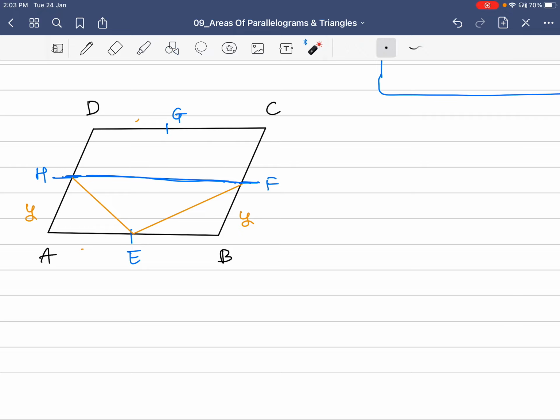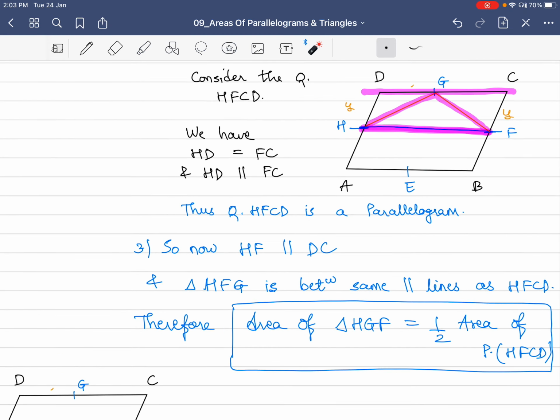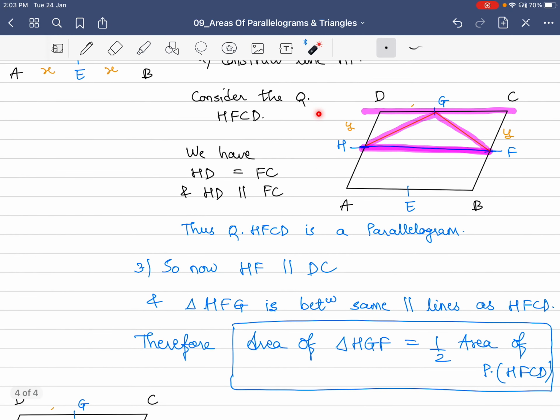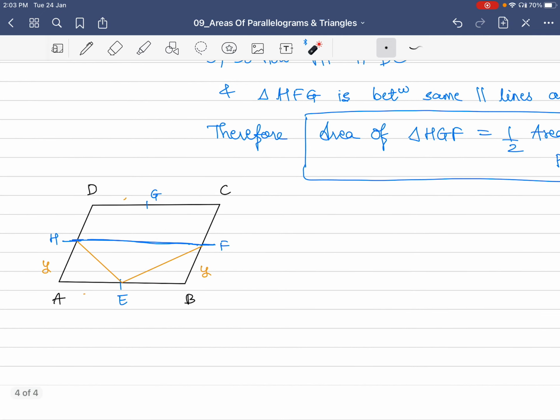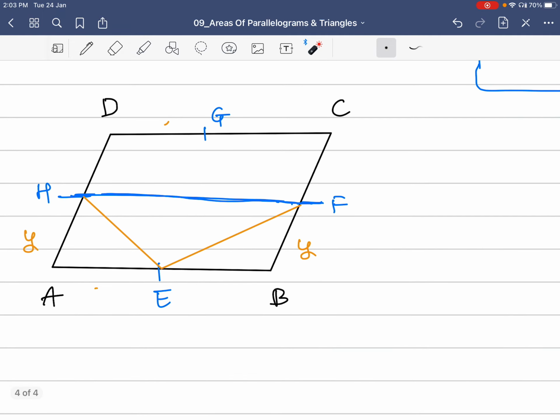Even here we follow the same procedure. So even here we can prove that this is a parallelogram. Okay, that will be our step 1.